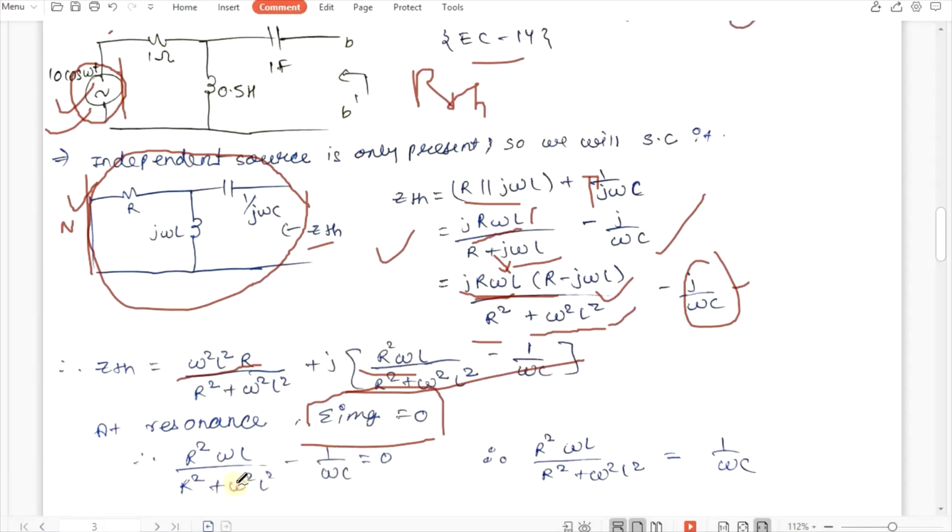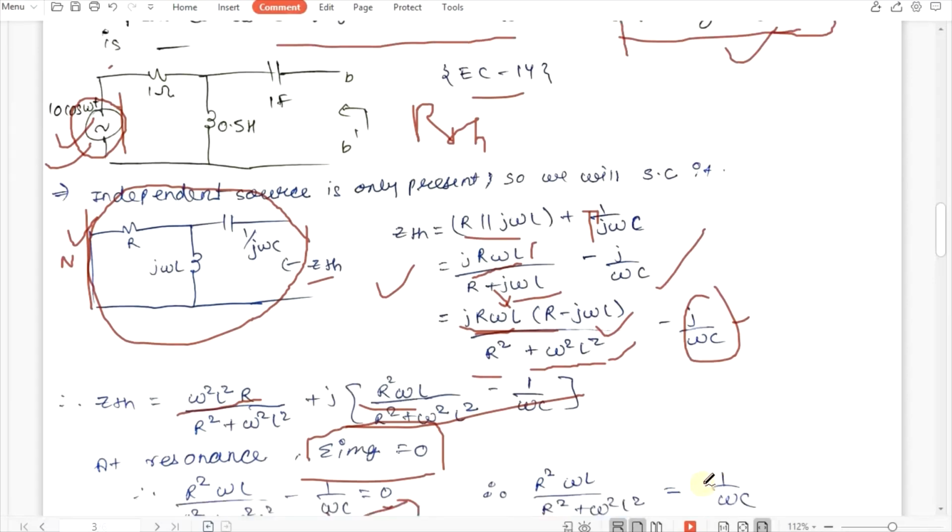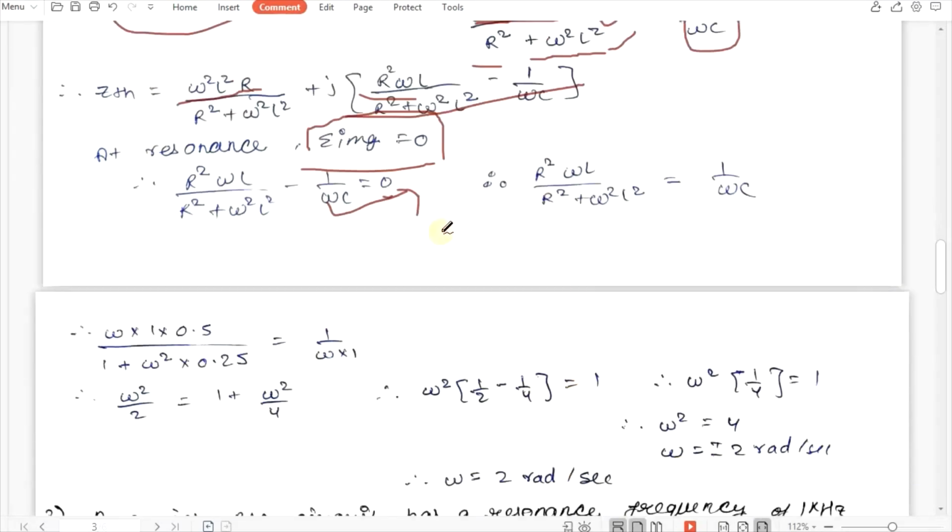Okay, so if we equate it, we will get R square omega L upon R square plus omega square L square minus 1 upon omega C equals 0. If we take this term to this side, we will get R square omega L upon R square plus omega square L square equals 1 upon omega C. Now let's simplify it. We want omega, right? So we will do accordingly.